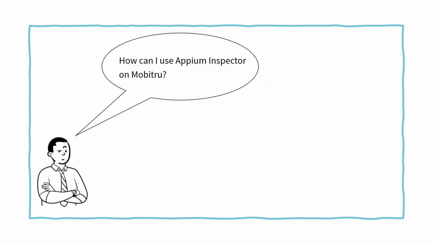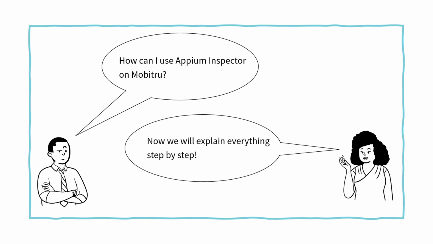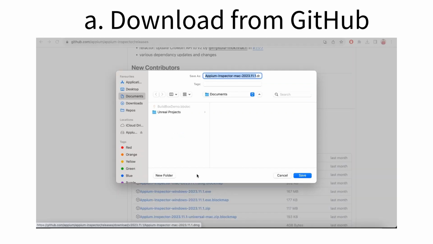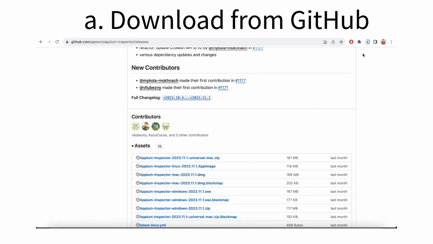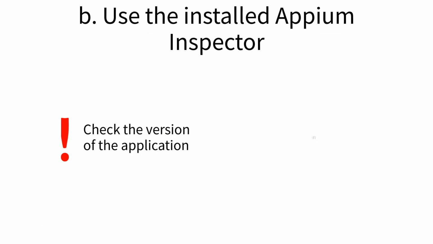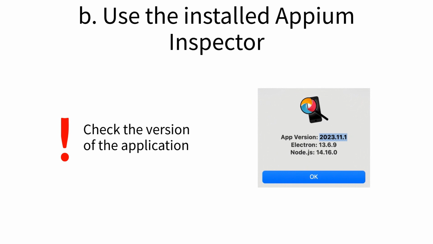In this video, we will check step by step how to use the Mobitru and Appium Inspector integration so that you can speed up your tests. The first thing you need to do is to have the Appium Inspector on your computer. You can either visit the official Appium Inspector GitHub and download it from there, or you can use the app that has already been installed on your local machine. The main thing here is to make sure that you have a version from November 1st, 2023 or newer.